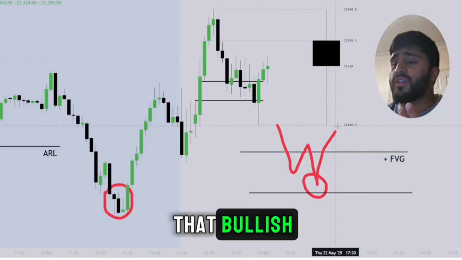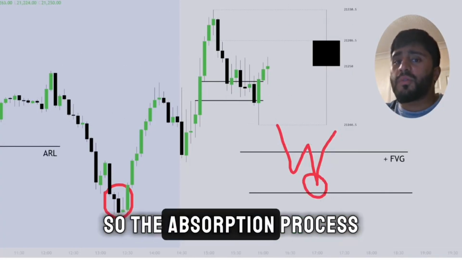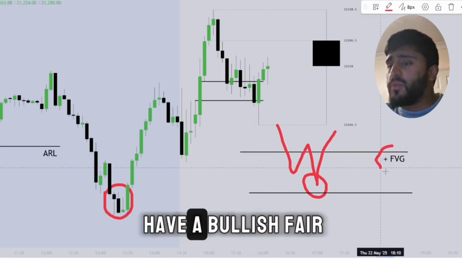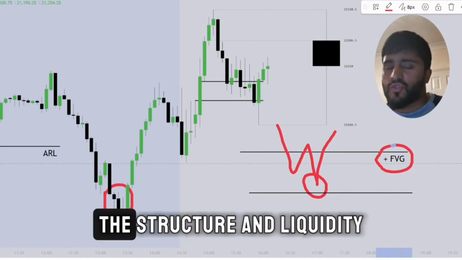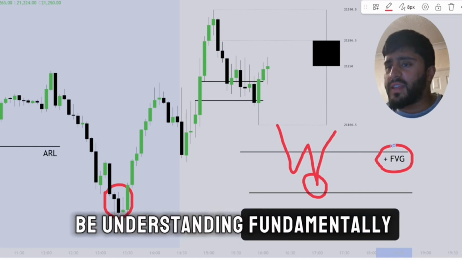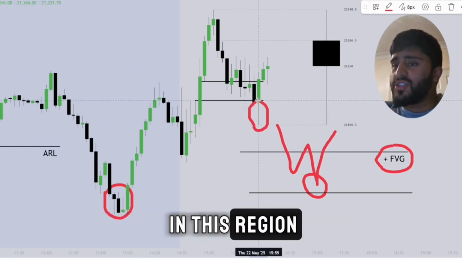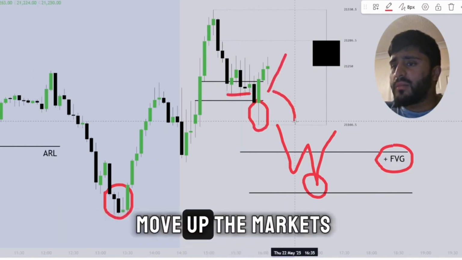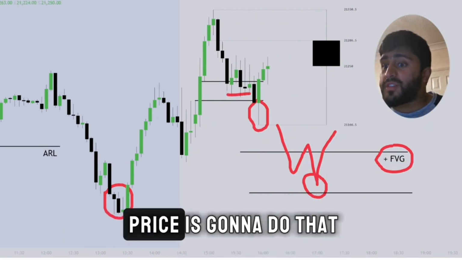And so the way that bullish fair value gaps work is you're looking for an absorption process, right? The absorption process itself will take place in and around the fair value gap. And so when you have a bullish fair value gap, you don't want to be looking at things like breaks of structure and liquidity sweeps and all these things, right? What you want to be understanding fundamentally is that there is an absorption of sellers in this region and also in the surrounding regions as well. The markets can either move up, the markets can either move down, and so it's your job to understand whether price is going to do that.